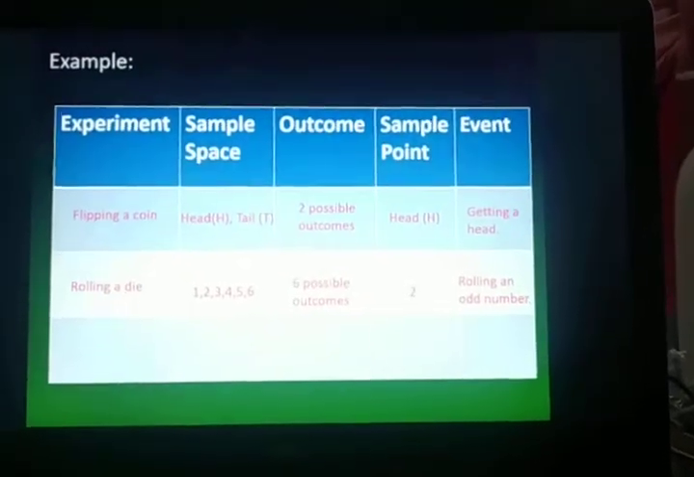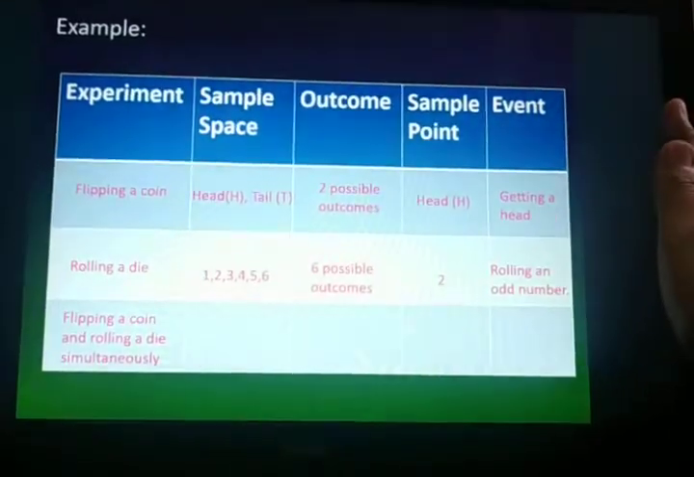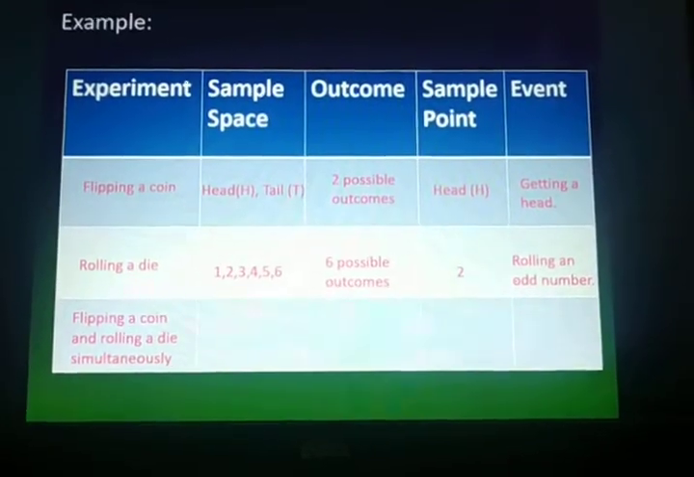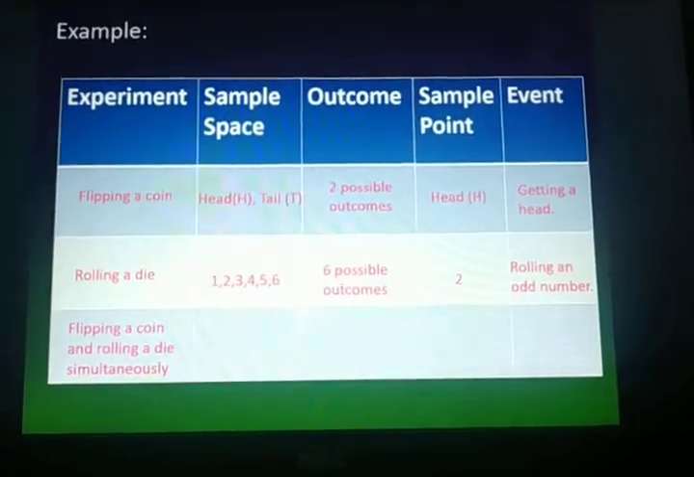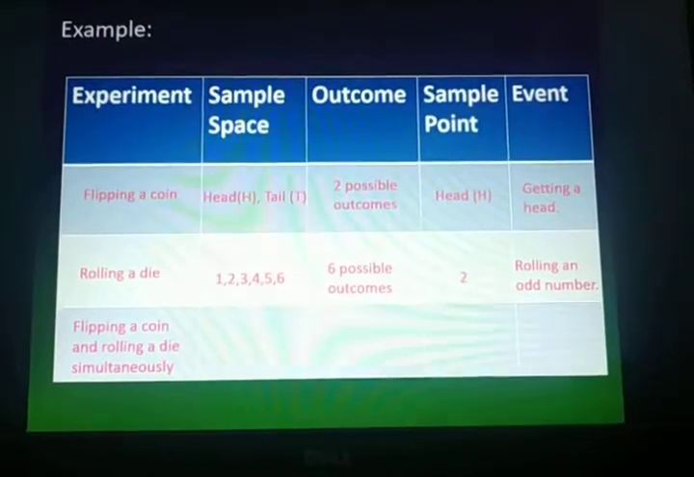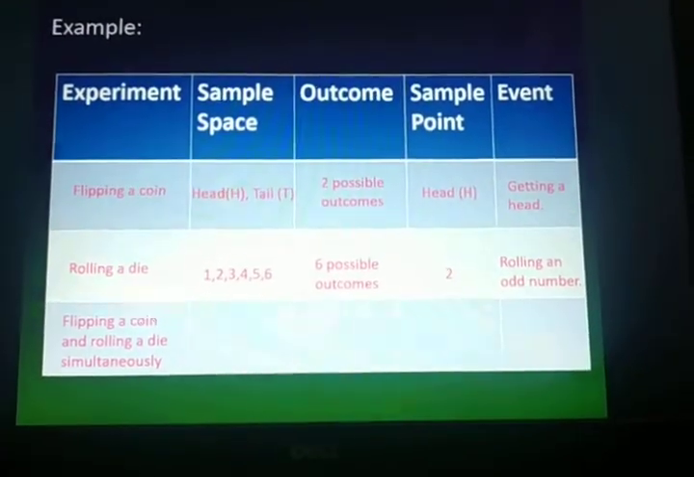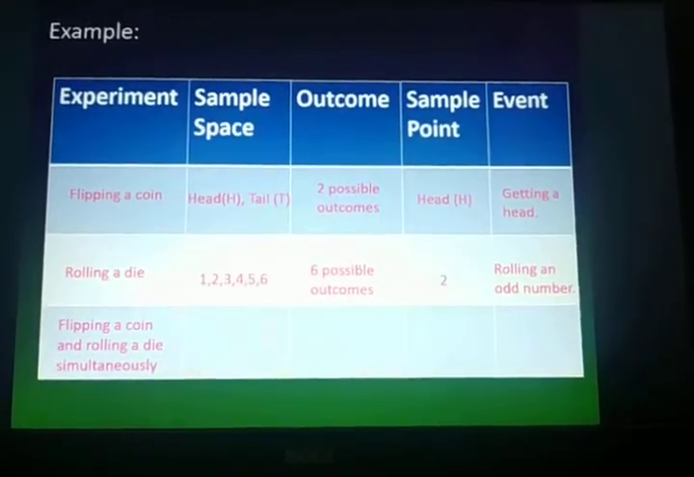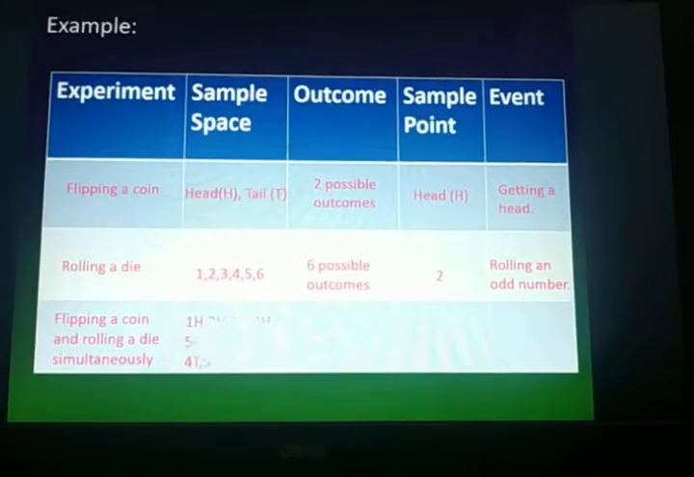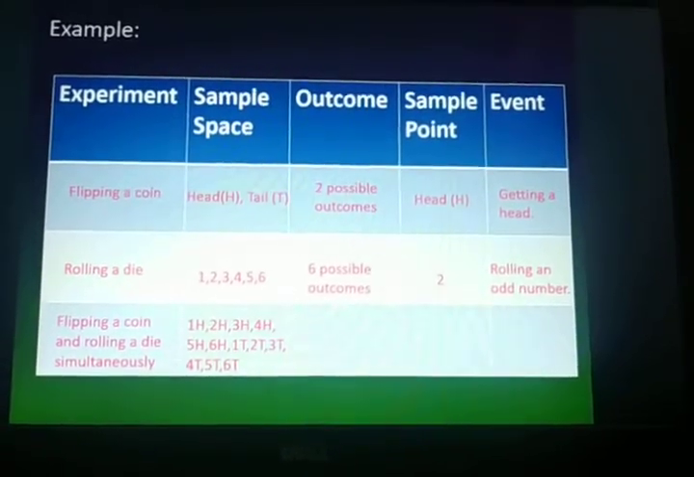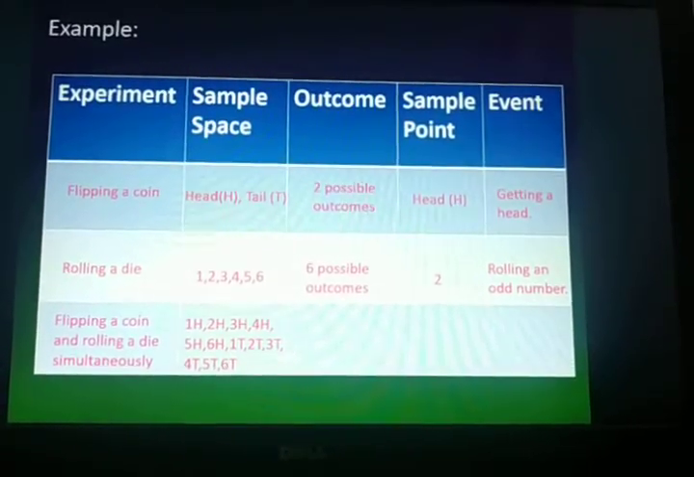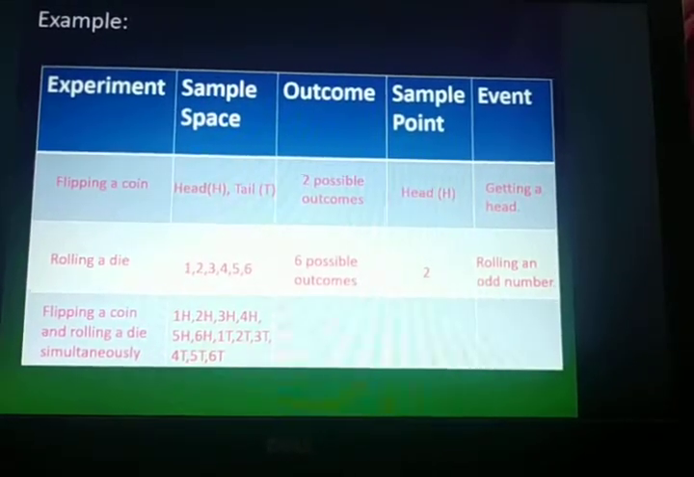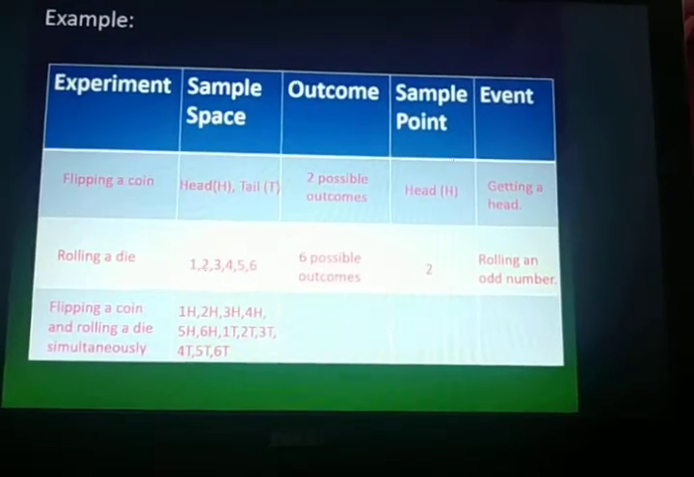Last example, we have flipping a coin and rolling a die simultaneously. So, you flip one coin and roll one die at the same time. The sample space: what can come out of your coin, and what can come out of your die? For the coin, of course, we know it, it's head and tail. Then the pairs, rolling a die: 1 head, 2 heads, 3 heads, 4 heads, 5 heads, 6 heads, 1 tail, 2 tails, 3 tails, 4 tails, 5 tails, 6 tails.